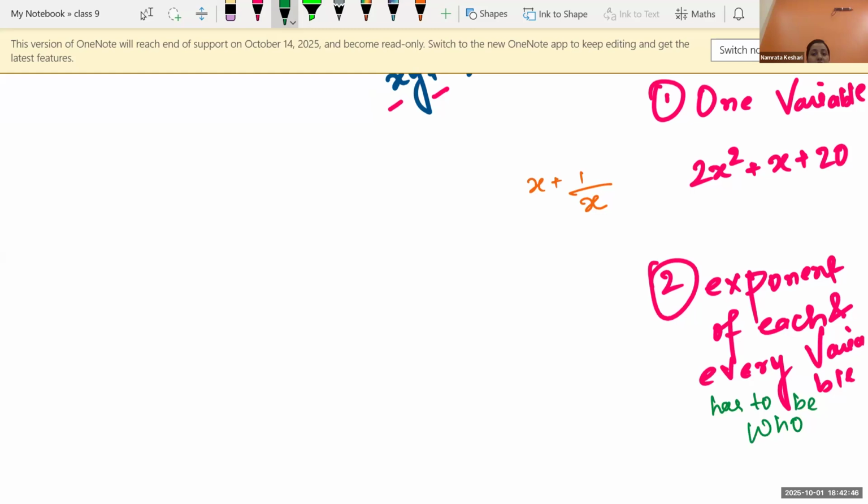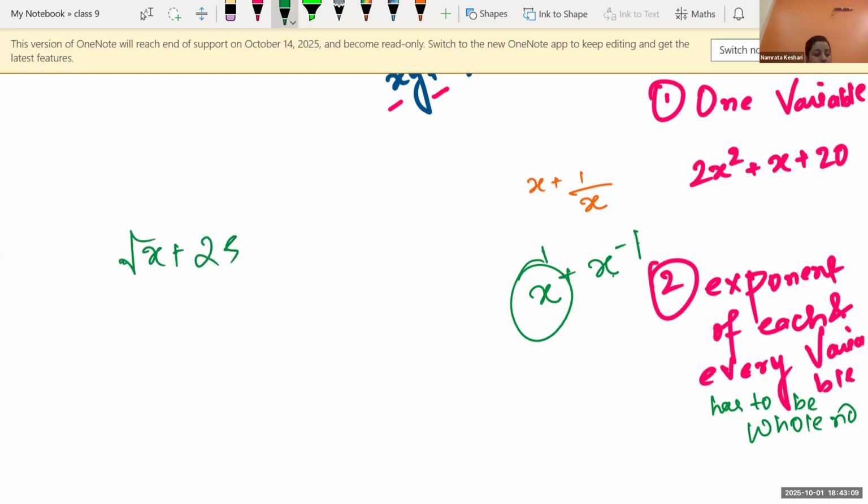The way you said, this 1 by x will contain x to the power minus 1, and the exponent of the first x is 1, a whole number. The next exponent of x is minus 1, not a whole number, so this is not a polynomial, right? Yes, ma'am. If I am writing under root x plus 25, is it a polynomial, Rishikesh? Root x plus 25, right? Yes, it can be a polynomial because the exponent is a whole number, right? Good.